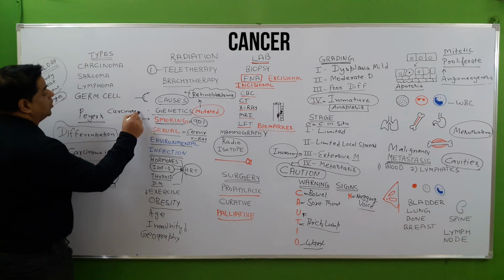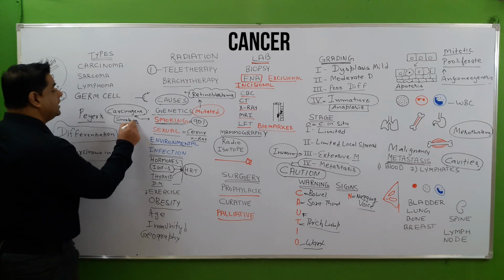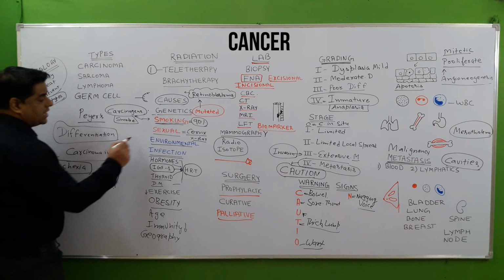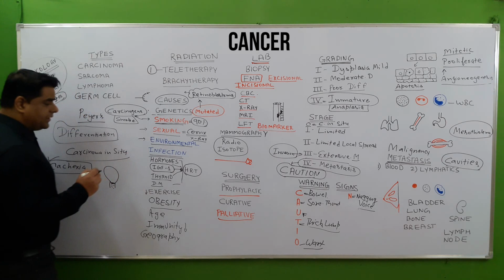to carcinogens. Those agents which cause cancer are called carcinogens. Smoking, nicotine is one of them. Smoke is one of them. The hot temperature of the smoke is one of them. And then comes sexual contact. In the sexual context, having multiple sexual partners can cause cervix cancer. Environmental factors include living in an industrial area, hydrocarbons, asbestos.